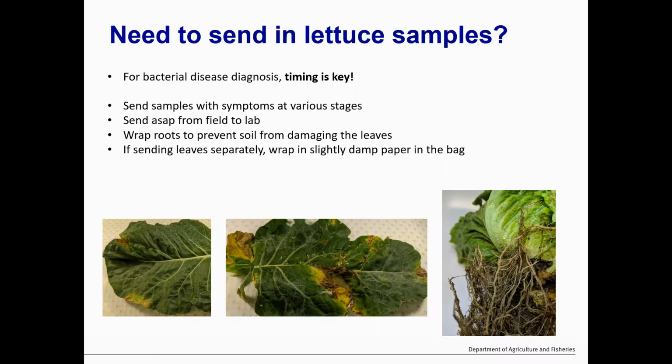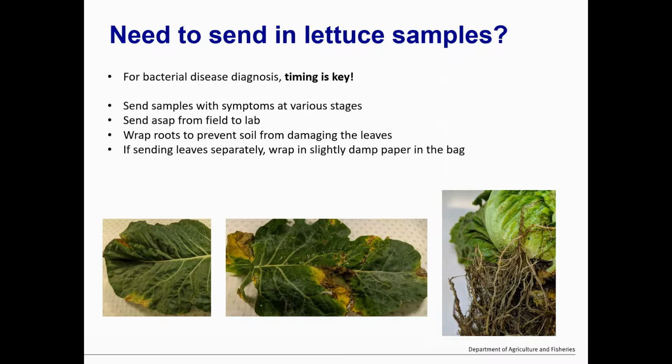Especially, as I was saying before, with something like a soft rot, or anything in the soil, there's so much that's going to be there already. The pathogen might have moved on or died off by the time it gets into the lab. So if you can manage samples with symptoms at various stages, really terrible, maybe just starting out, send us a variety as soon as you can.